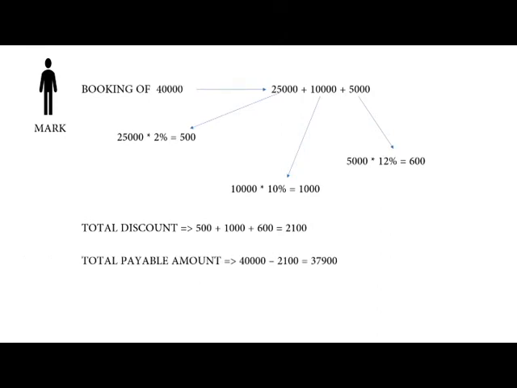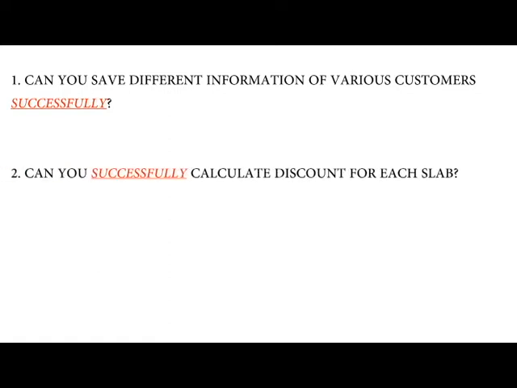Before coding this problem for you, I want you to understand what this question wants to know from you. Point number one is that it wants to know whether you will be able to save the different information about various customers successfully. Point number two is whether you would be able to successfully calculate the discount for each slab. So far, this question is all about if, else if, and else. That's it. And point number three is whether you will be able to print the result in the desired format.